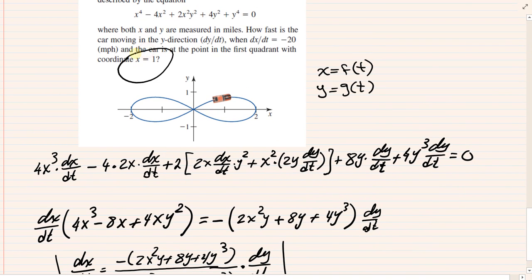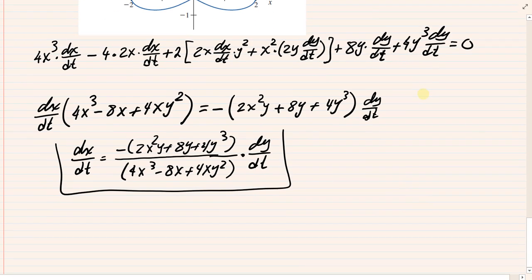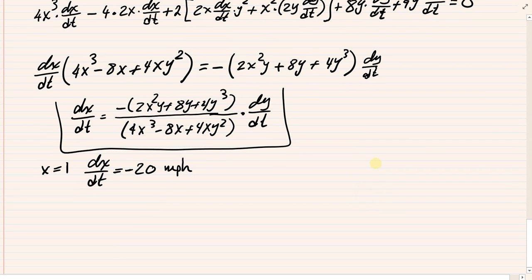The moment when x is 1 and dx/dt is negative 20, right? So we were given those. And we're told the car is in Q1, right? So y is going to be positive. True? So when x is 1 and we are given dx/dt is negative 20 miles per hour, that's the velocity in the x direction. We want to know the velocity.